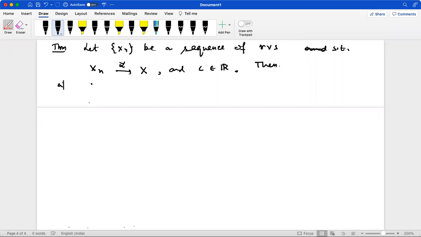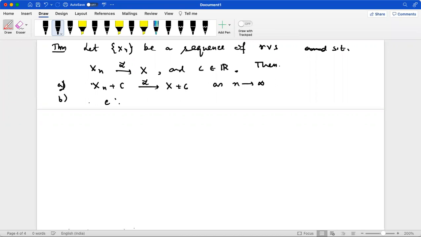Number one, if we add C, Xn plus C goes to X plus C. This is basically trivial, as n tends to infinity. Now the second case: if you multiply by C, it is just like a C in a sequence of real numbers also. As n tends to infinity, C times Xn tends to C times X. So it is C times the corresponding random variable.